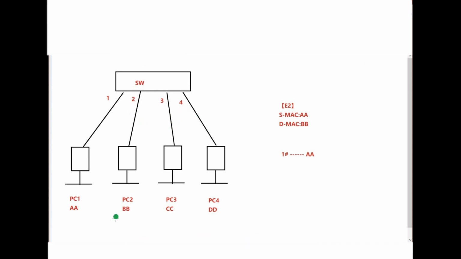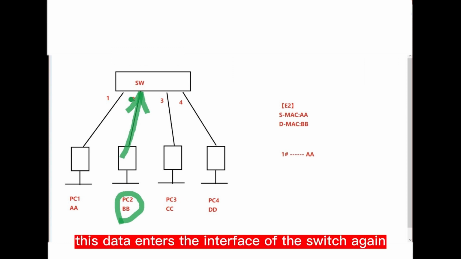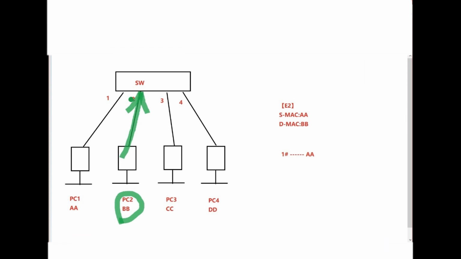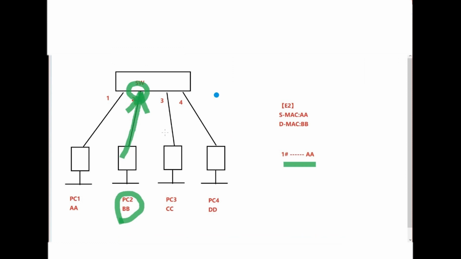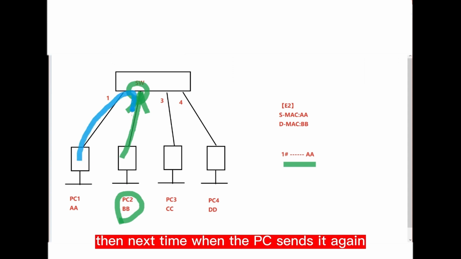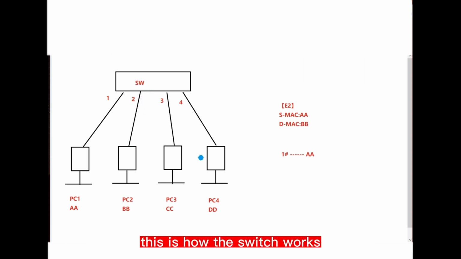If flooding occurs and PC2 receives it, it will reply after receiving. When replying, this data enters the interface of the switch again. It learned again. After learning, its MAC address table can be filled. Then next time when the PC sends it again, it can look up the table and forward directly. This is how the switch works.